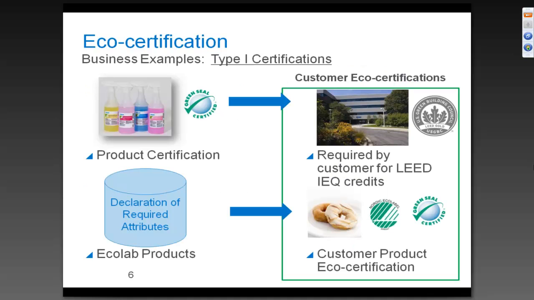To get even more specific, we're drilling down slide by slide here. At Ecolab, we interact with eco certifications in a couple of ways, and I tried to make this really visual so it would be easy to understand. At the top, on the left, I have a set of hard surface cleaning products that Ecolab would get eco certified by a body like, for example, Green Seal. And that would be used by a customer who was getting a LEED certification. By purchasing the eco-certified products, they can get some points toward their LEED certification.